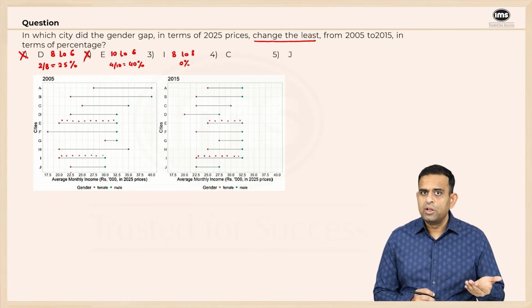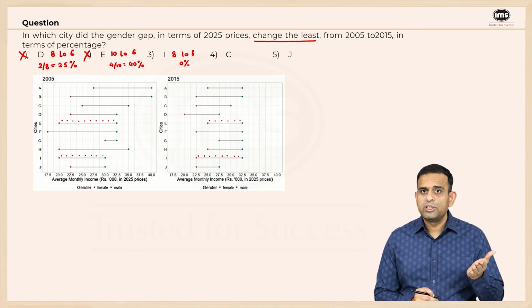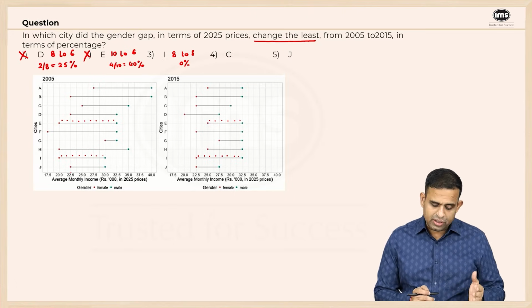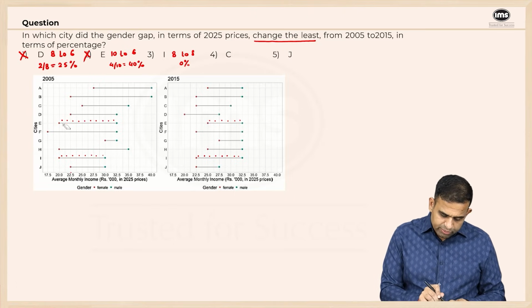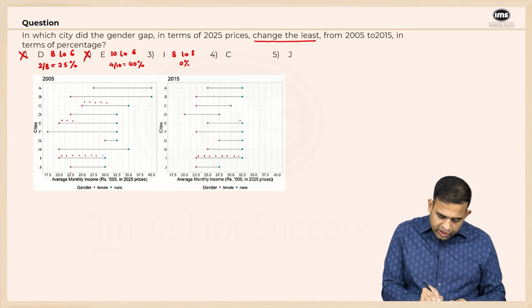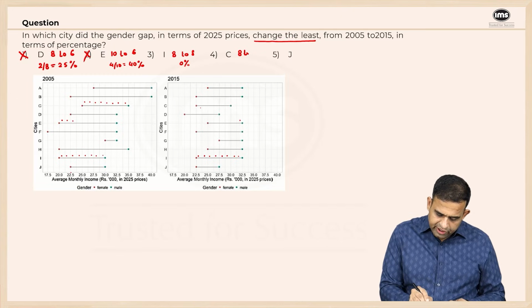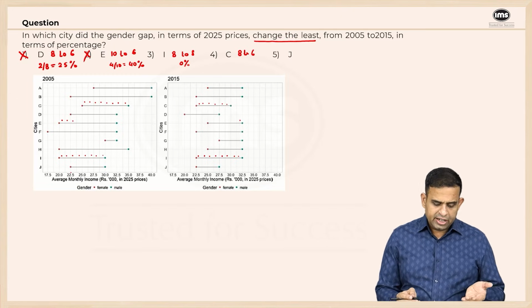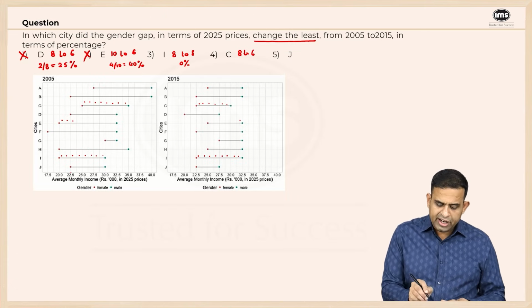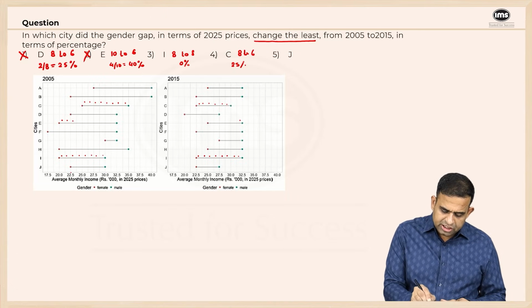But since we are trying to learn and understand this particular question, let's explore option number 4 and 5 as well. So if I look at option number 4, which is saying city C, here we have 8 blocks. Here we have 6. So from 8 to 6, again we can say a drop of 2 over 8, so 25% is the change, not the answer.